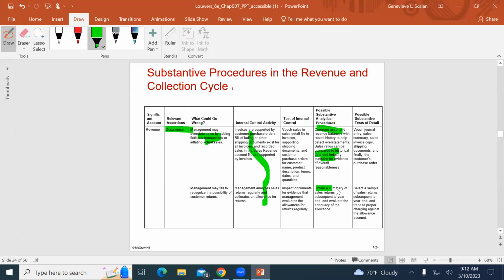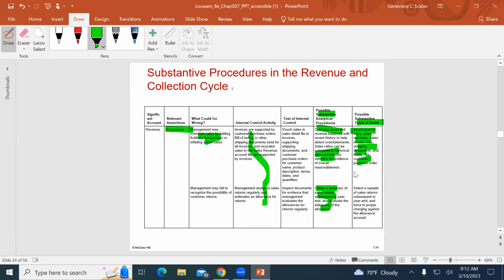And of course, look at sales returns, right? If there's a lot of sales returns, that could indicate those weren't real sales or somebody's stealing. So analytical procedures, then do tests of details. So substantive tests are those comparing numbers. Details are, I'm going to get the invoices. I'm going to get a sample of invoices and vouch them, right?